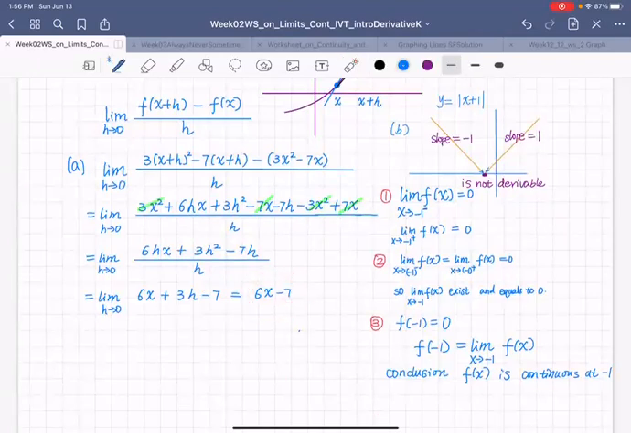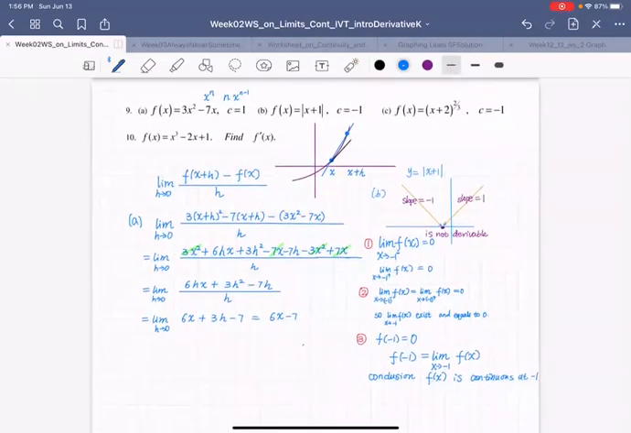If they ask you at the point of 1, you can plug in x equals 1, you can see f prime of x equals 6 times 1 minus 7 equals negative 1. Okay, that's for question 9, part A. Now let's do question 9, part B.